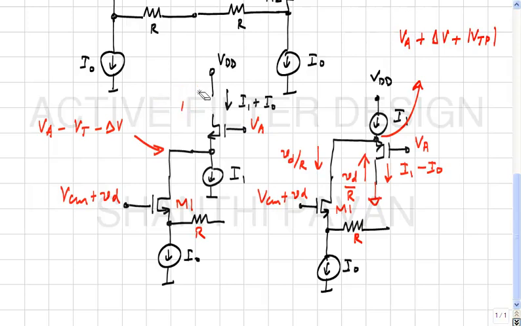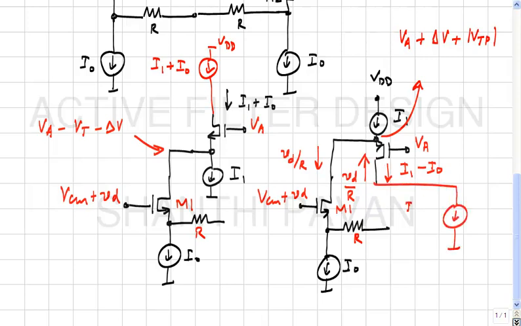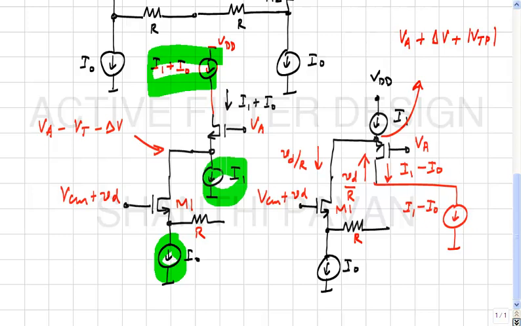So what we would have to do is to put another current source here. This must be I1 plus I0, correct? And in this case, put another current source here, which is I1 minus I0. And can these be independent? Can this I1 plus I0 be independent of this I1 plus I0? No, it's exactly the same reasoning we went through in the common mode feedback discussed for the simple differential pair.